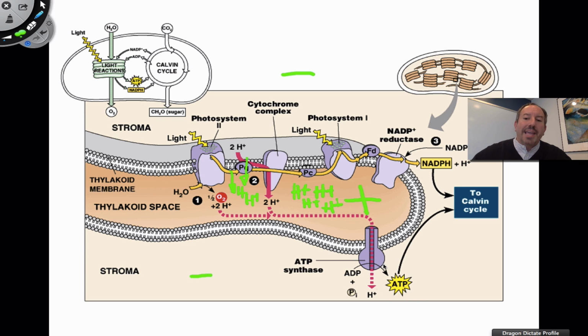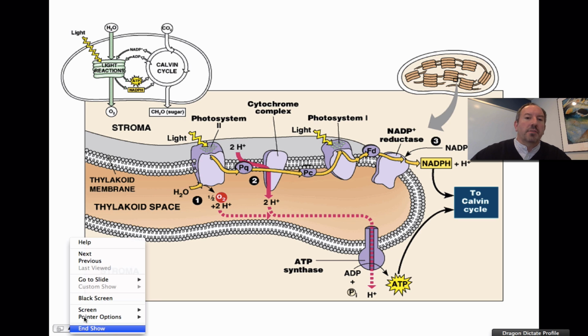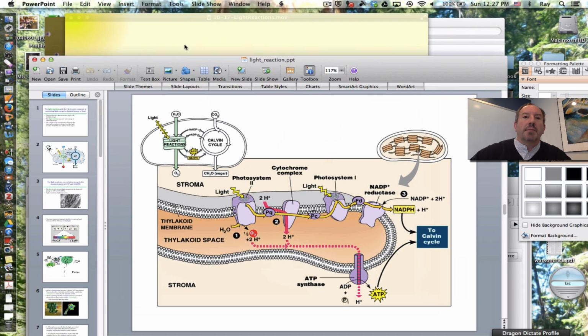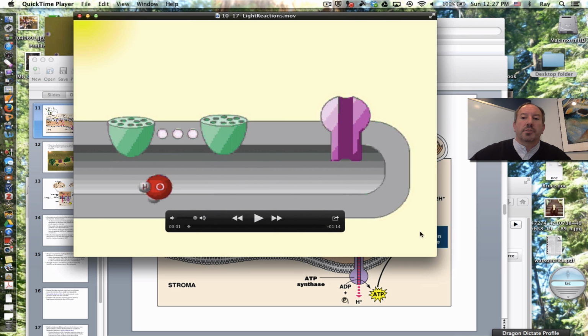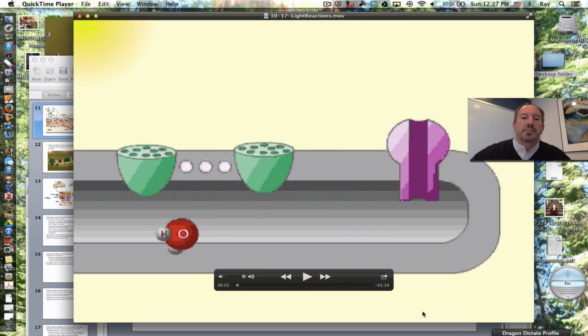And so the ATP and then ultimately the reduced power of NADPH is going to be used in the Calvin cycle in the stroma to produce glucose. And so pretty awesome. And so let's take a look at this process in terms of like a little animation. I think that would be useful. And so let's take a look here.